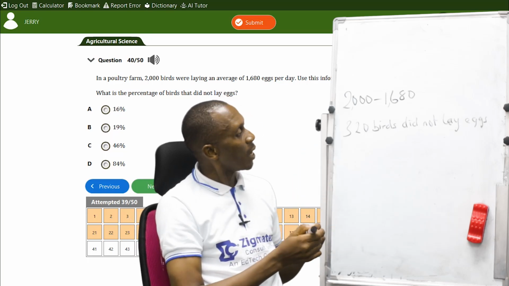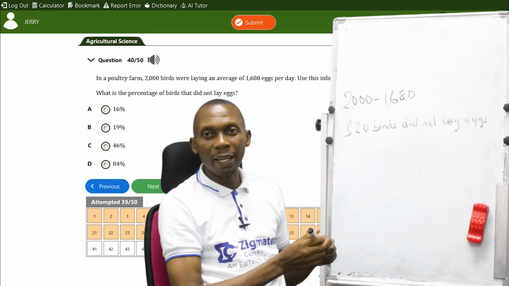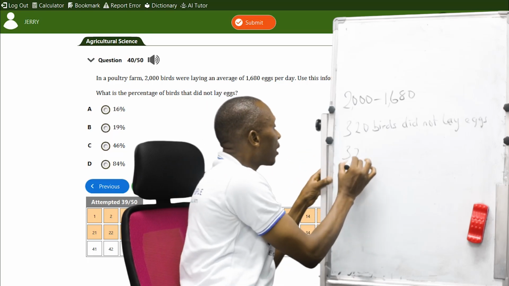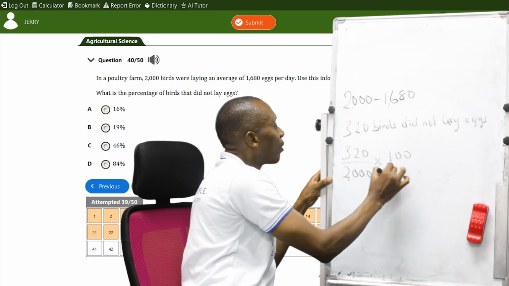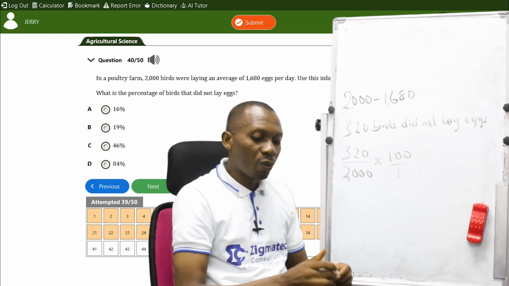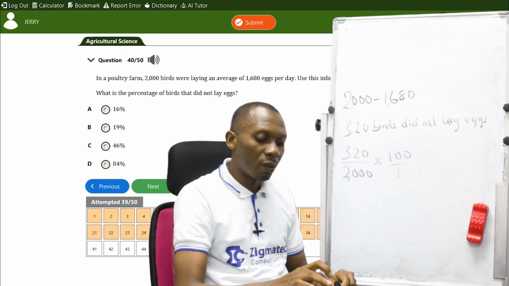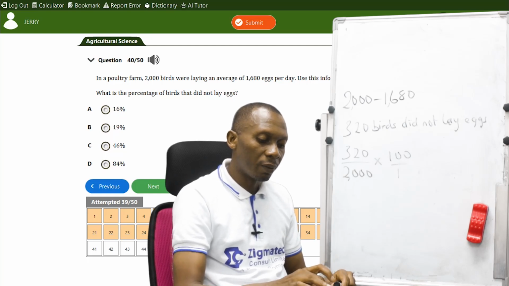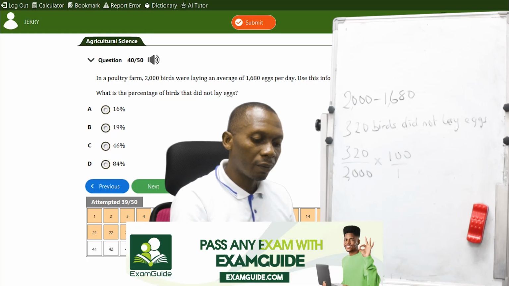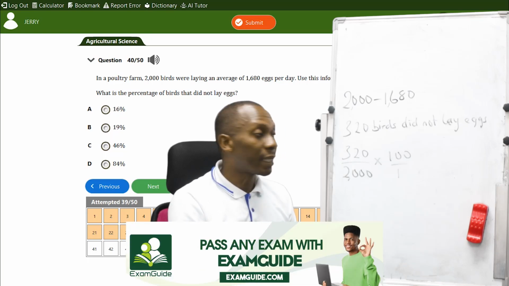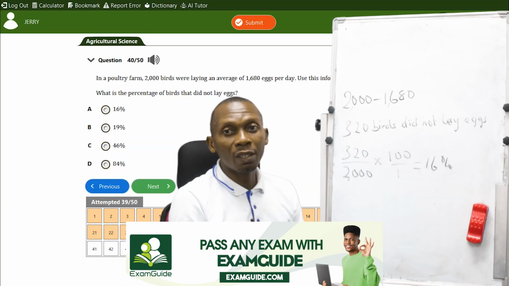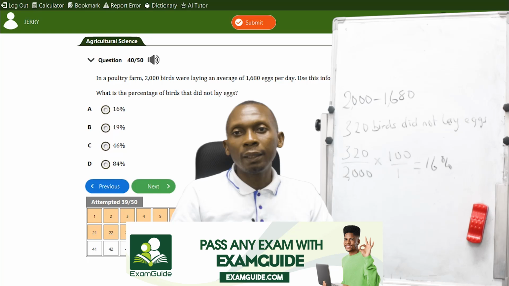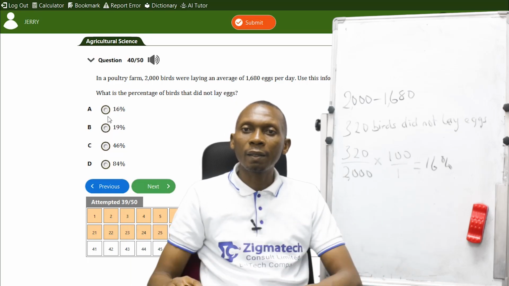And now, how do we calculate the percentage of these birds that did not lay eggs? So what you do, you simply say 320 all over the total number of birds times 100 all over 1. So 320 all over the total number of birds times 100. So we have 16%. This gives us 16%. So 16% of the birds did not lay eggs. So the answer is A.